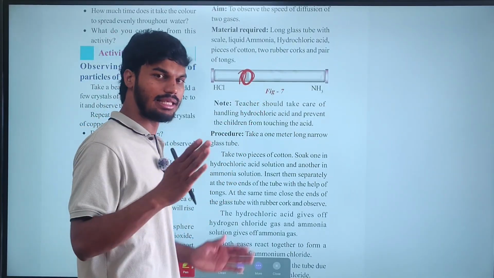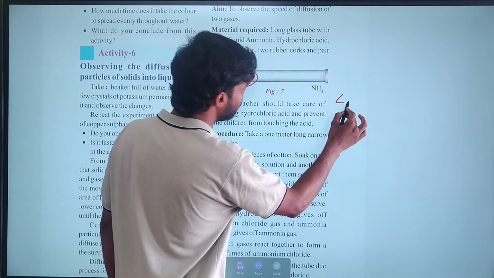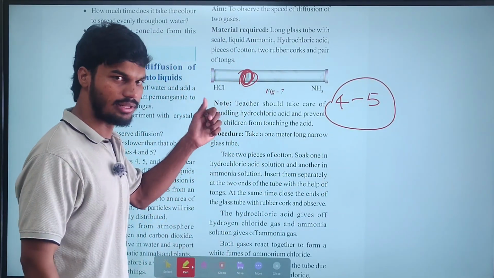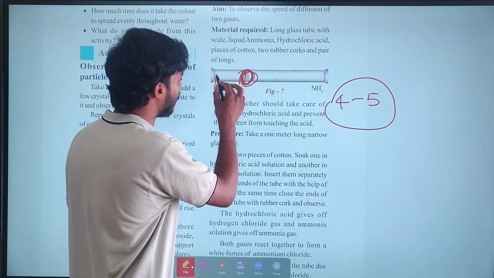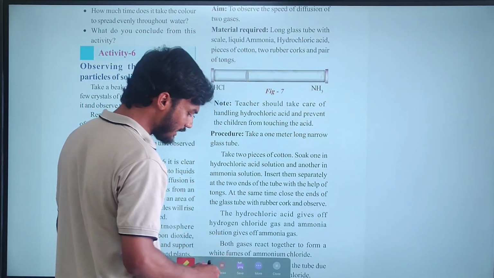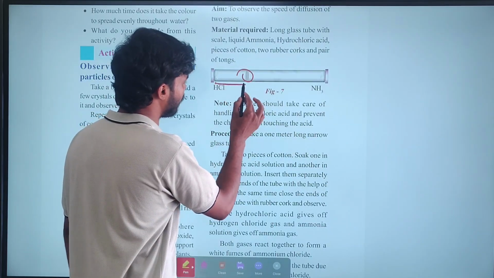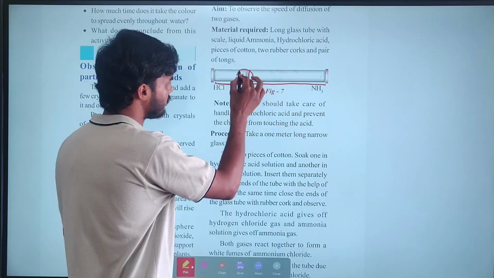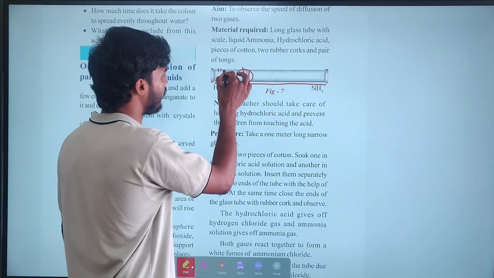Formed inside the glass tube. After 4 to 5 minutes, we can see that there is a formation of a wide ring-like structure inside the test tube, inside the glass tube. By this we can say that, look here, observe the distance of HCl and the distance of the ammonium chloride with the help of the readings.